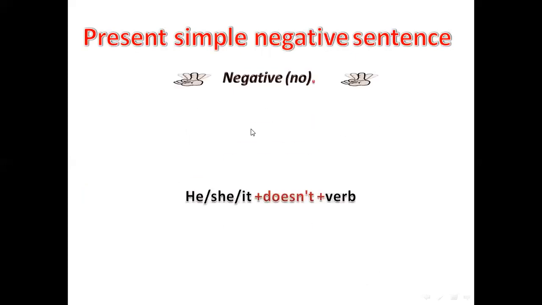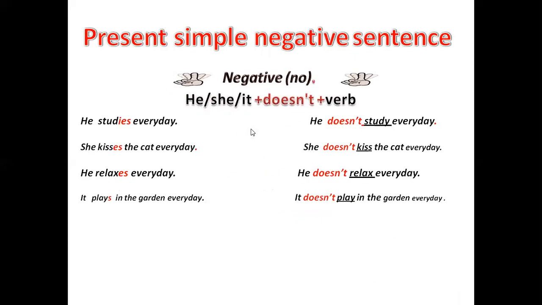Negative sentences with he, she, and it. The main rule says use he, she, it plus doesn't plus the first verb. Don't forget to cut the final S or ES and change IES into Y again. If you use doesn't with he, she, or it: he studies every day. Some students will say he doesn't studies. No, no, no. He doesn't study every day.